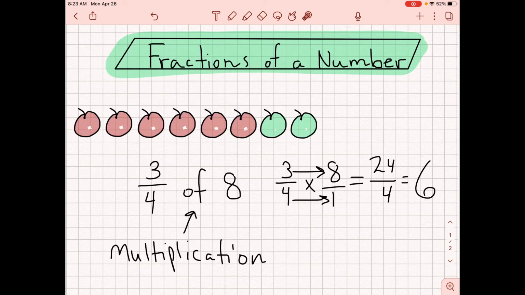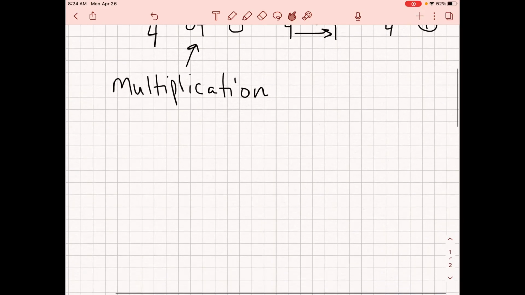Yeah. So again, we said 3/4 of these apples are red. There's 8 of them altogether, so we multiplied 3/4 times 8. We turned 8 into 8 wholes, into a fraction, 8 over 1. We multiplied straight across, and then we divided our numerator by our denominator at the end to get a whole number. Let's try that again one more time with a new number.